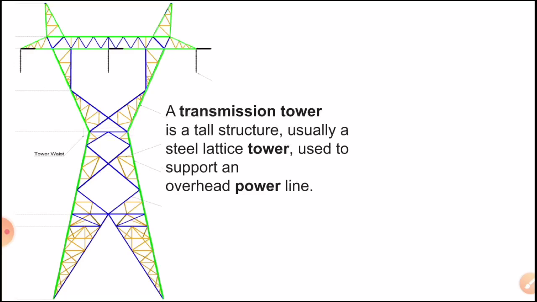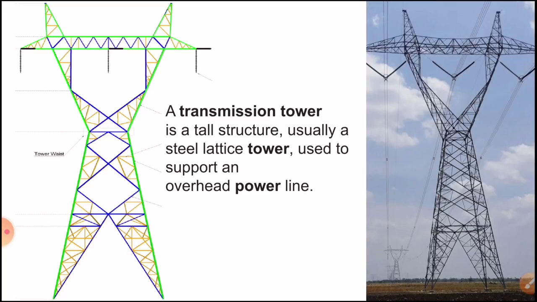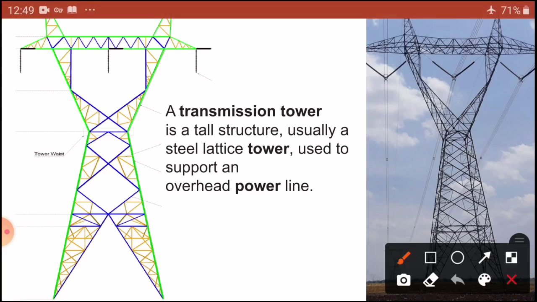So, by definition, a transmission tower is a tall structure, usually a steel lattice tower, used to support an overhead power line with the help of insulators. Here you can see a real figure of pylon towers. Dear students, you can observe this is a steel structure, and these are the insulators. You can see strings of insulators, and these are the conductors. You can see how they are transmitting.